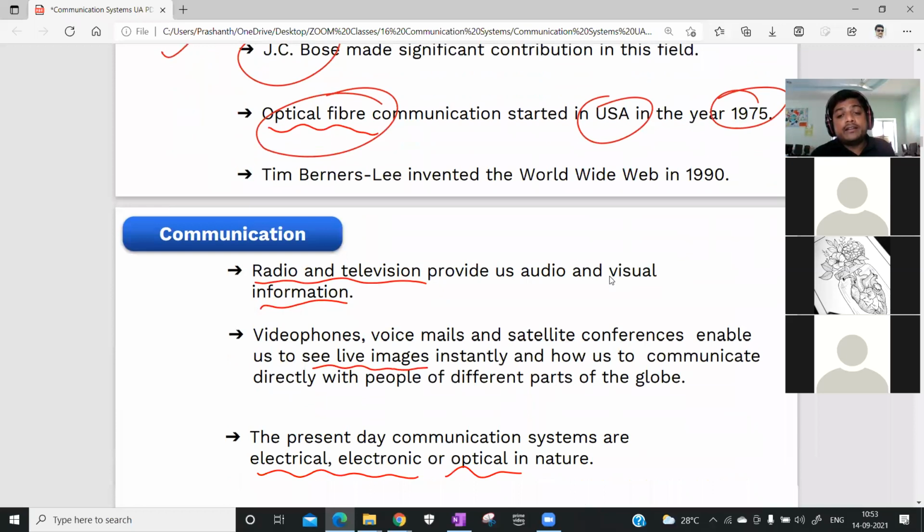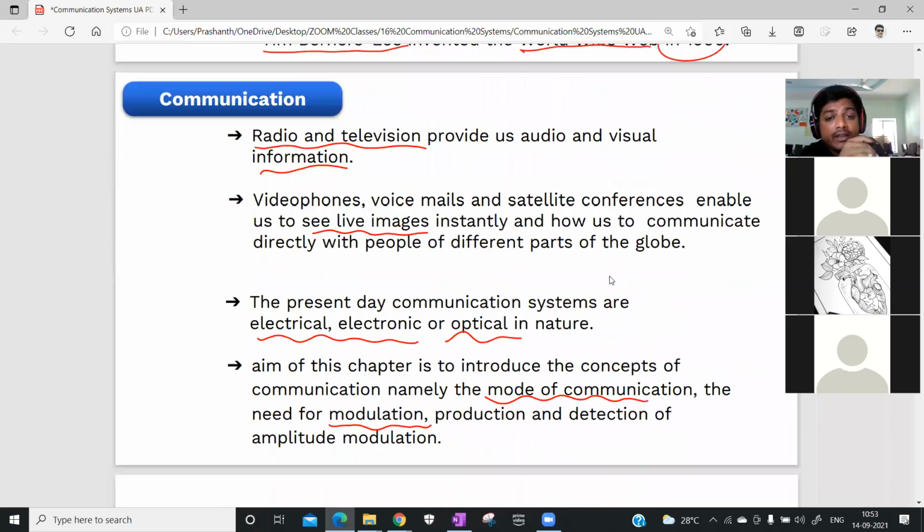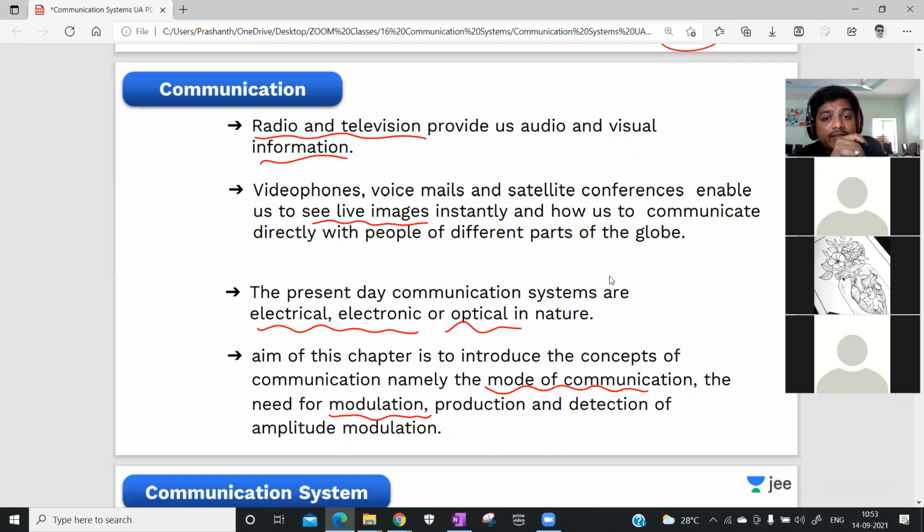Next, who invented WWW, the World Wide Web, in the year 1990? Tim Berners-Lee. Yes, Tim Berners-Lee invented the World Wide Web. Next, what is communication?